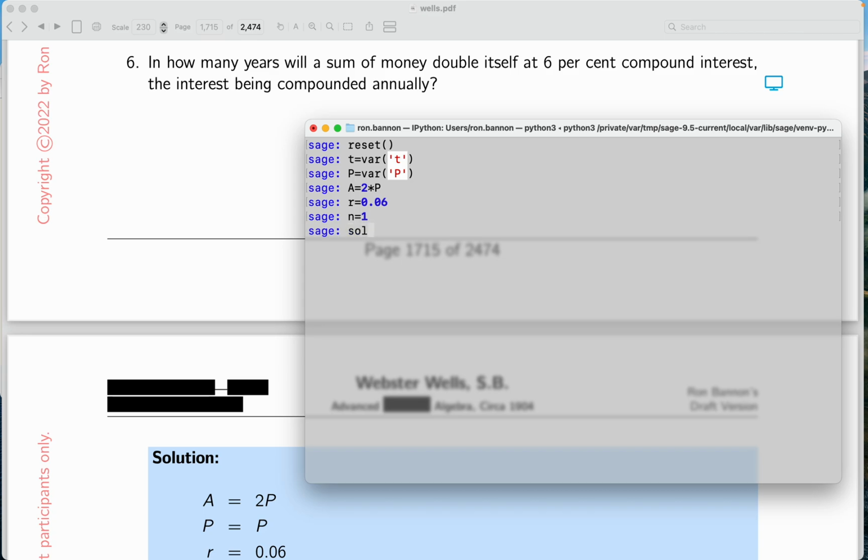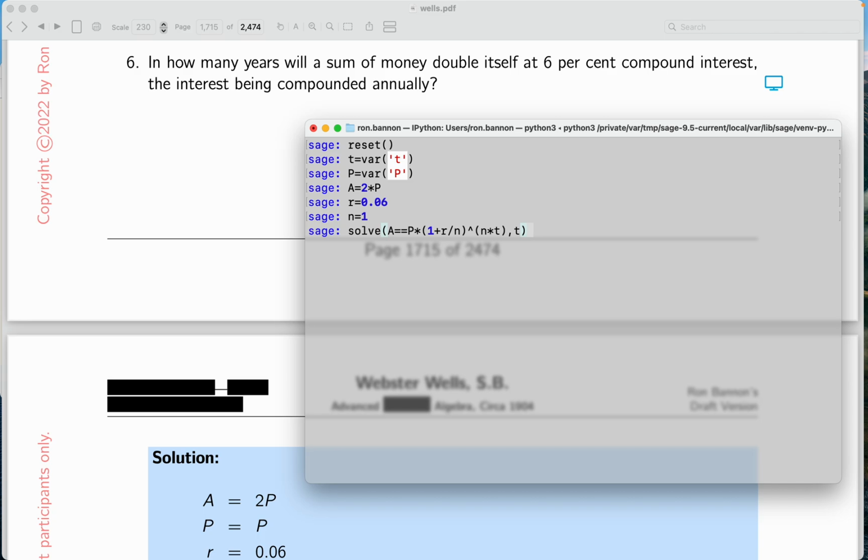And then I'm going to say solve. And what am I going to solve? The equation we all know. It's going to be A equals P times (1 plus R divided by N), and that's going to be raised to the NT, right? And I want to solve for the letter T.